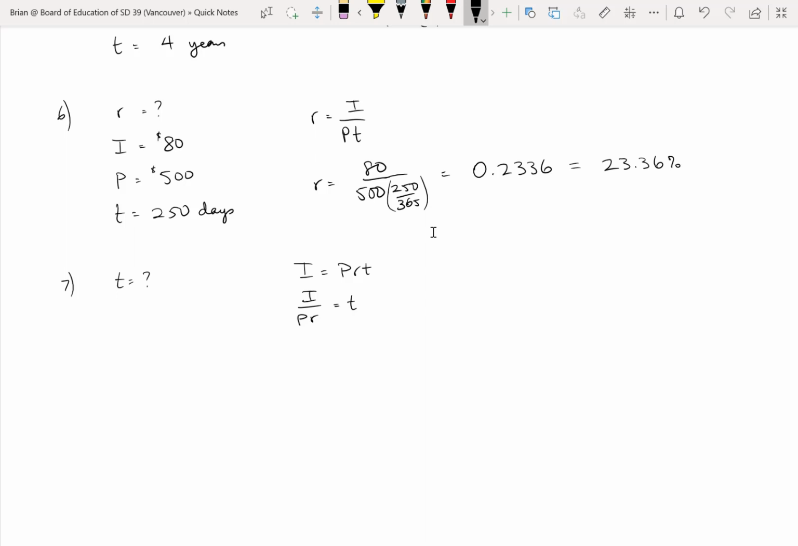So let's come up with some numbers. Let's imagine that the interest earned is $100 and the principal is $1,000. Okay, so that's pretty straightforward. That's 10%.